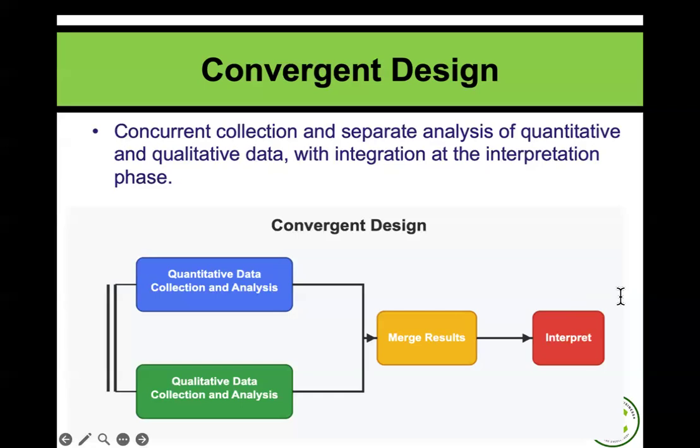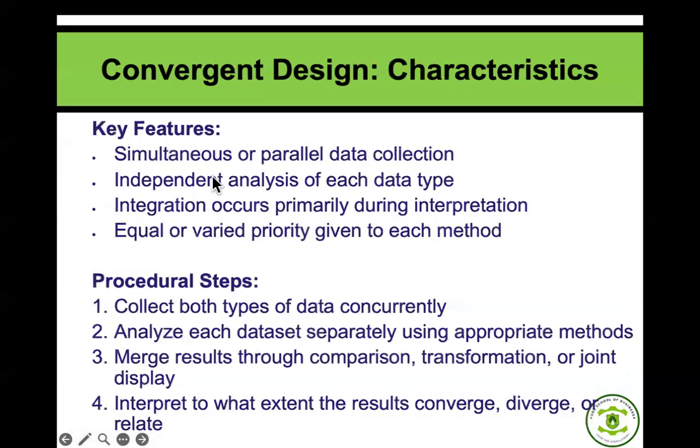Now, the issue is, when do we actually use the convergent design? The convergent design is particularly appropriate when you want to develop a more complete understanding of a topic, or you want to validate one set of findings with another. Also, if you have equal expertise, you are knowledgeable in both qualitative and quantitative, and you can do both together. Sometimes too, you may have limited opportunities for data collection, so you just want to do both at the same time. Okay. Now, that is about convergent design.